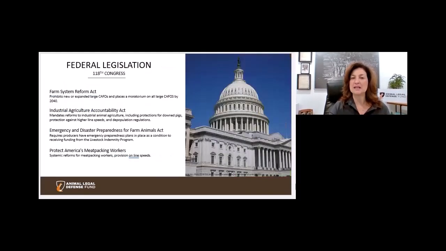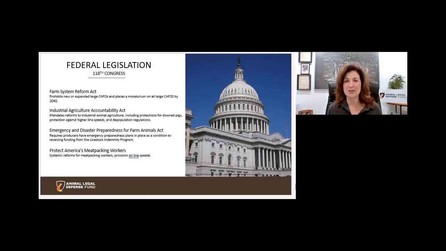I also wanted to pop a slide in here today. Again, we're focusing on state, but I do want to make mention of the federal work that we're doing because it really is extensive. On this one slide, I just pulled out 4 of the current bills that we're working on. Of course, these are focused on farm animals: the Farm System Reform Act, Industrial Agriculture Accountability Act, Emergency and Disaster Preparedness for Farm Animals Act, and the Protect America's Meatpacking Workers Act, which has some provisions for line speeds. I just wanted to note, again, all of the work that we're doing on the federal level.